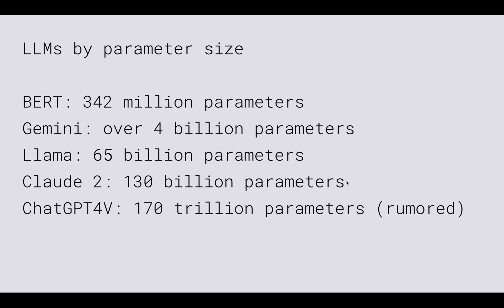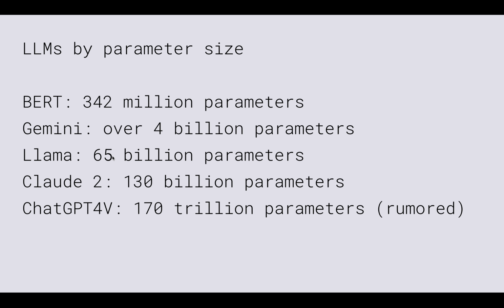I've just quickly done some research into how many parameters are in each LLM model. BERT, which was made, I think, in 2018, has 342 million parameters. That sounds like a lot, but it's actually quite small in comparison. Gemini, which is the newest model from Google, apparently has around 3 billion parameters in its smallest version. They haven't really announced how many parameters are in the bigger models they released, but we can say at least over 4 billion parameters.